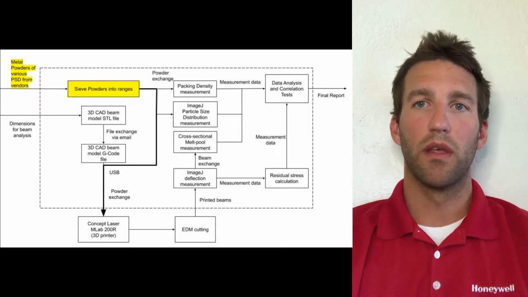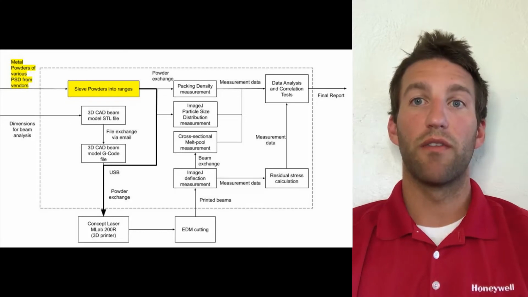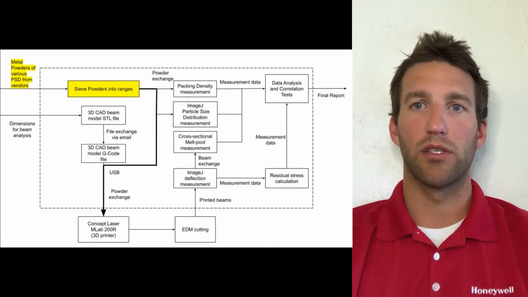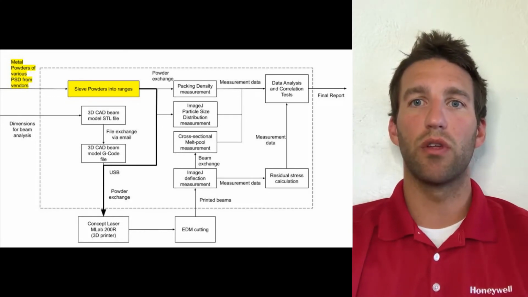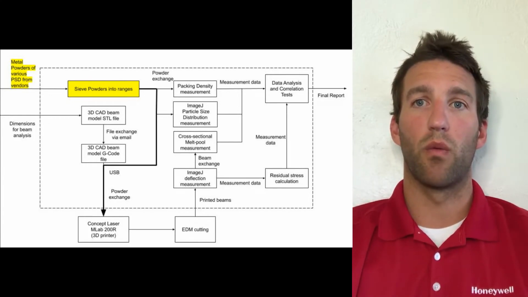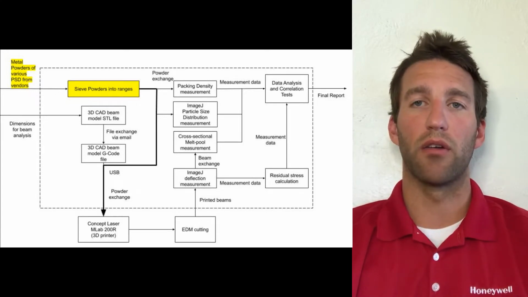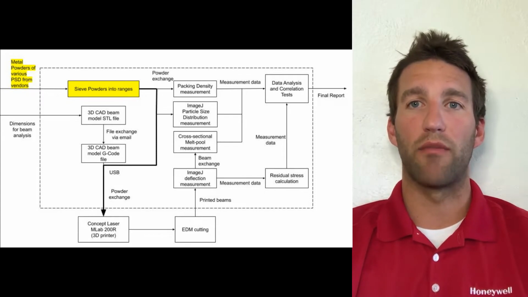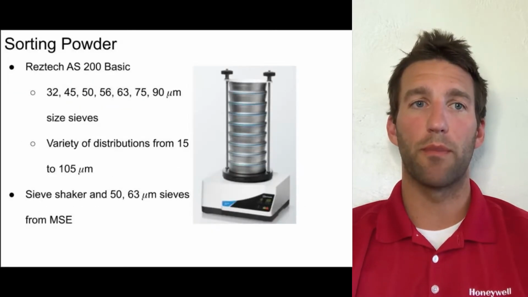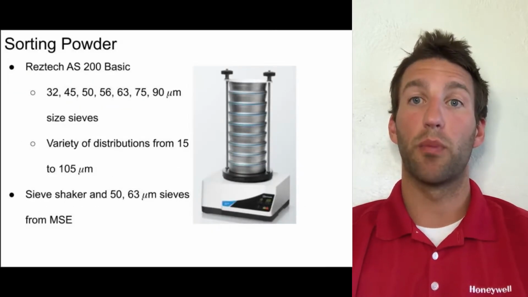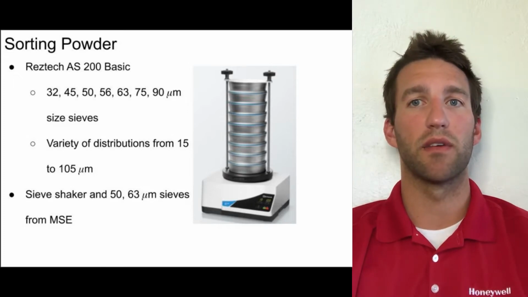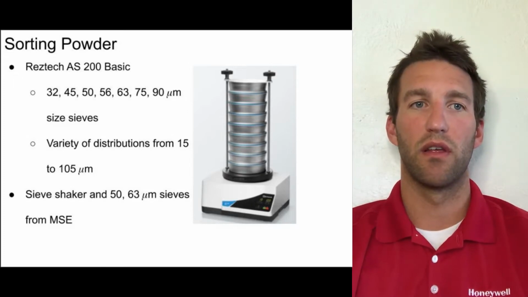It's very simple. The industry typically uses a 15 to 45 micron powder range. However, as the industry is so new, a greater experiment needed to be performed to better understand what particle size distribution actually does. Our team set out to first order a batch of powder of 15 to 105 microns. We then set up a sieving process to put us into ranges. We'll talk about this sieving process later in the presentation.